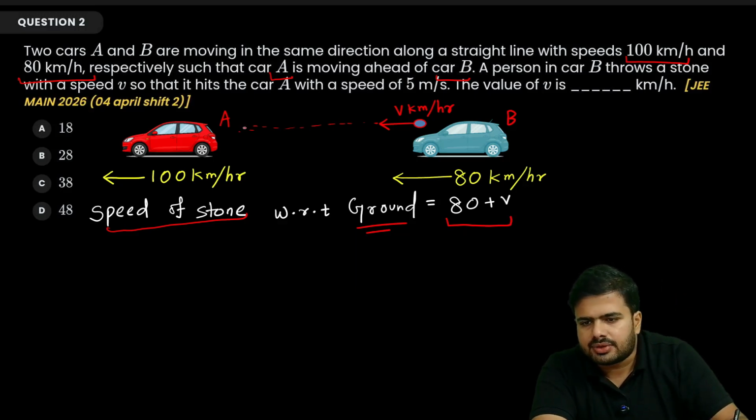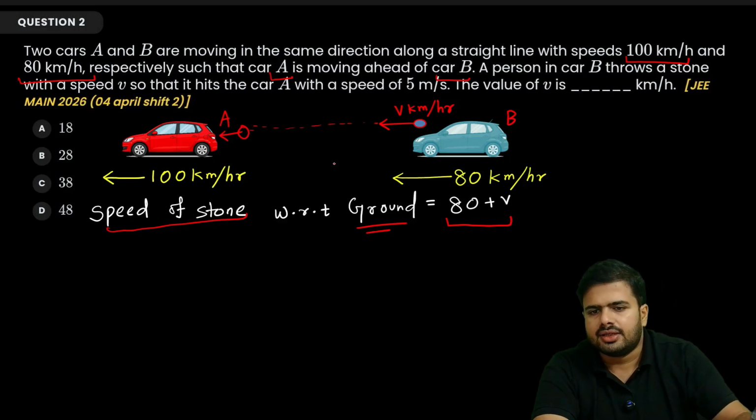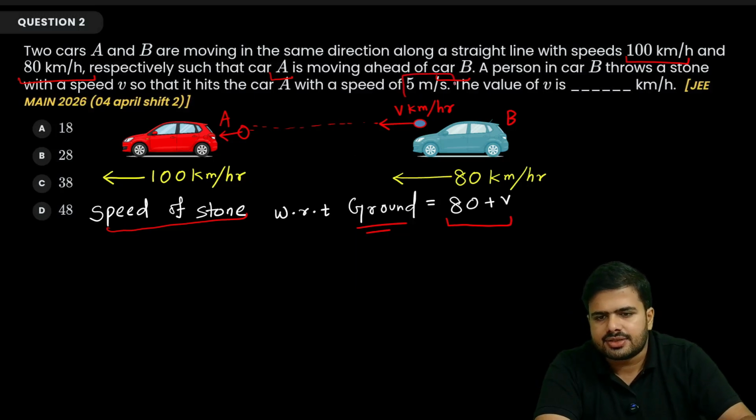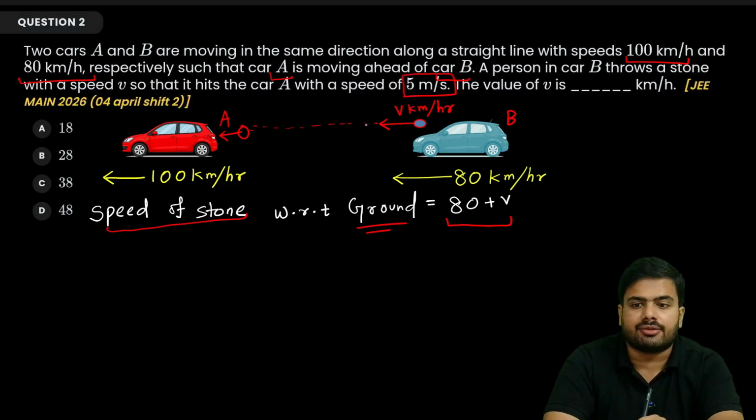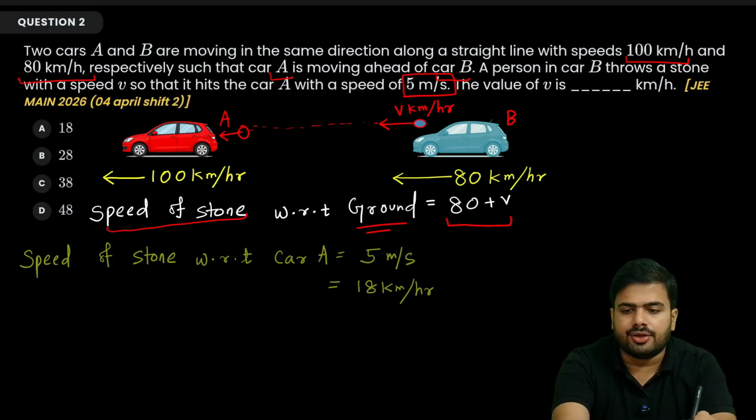Similarly, when the stone is going to hit this car, they have mentioned that the relative velocity is 5 meter per second. Here we need to be careful: we have to convert this into kilometer per hour.